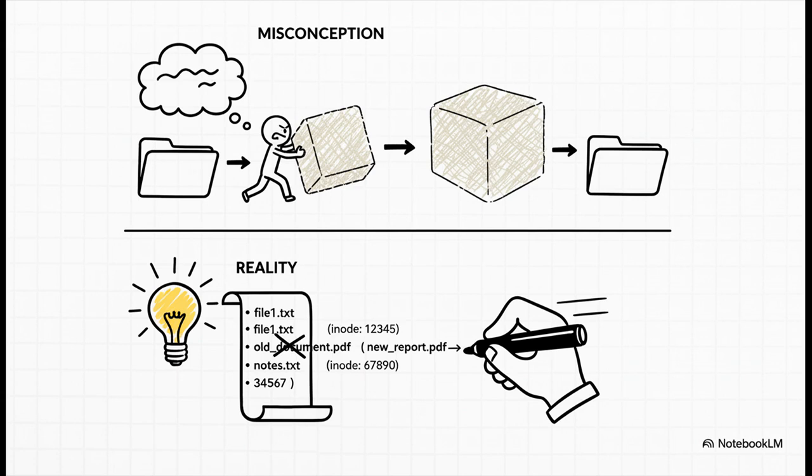Oh, and there's another awesome side effect to all this. Have you ever wondered how renaming a massive 10 gigabyte video file is just instant? Or moving it to another folder on the same drive? It's because you're not moving 10 gigabytes of data. You're just editing a tiny text entry in a directory file. The inode and all that data stay put.